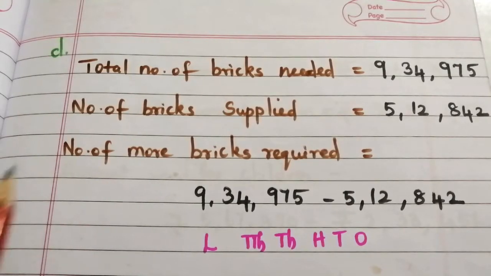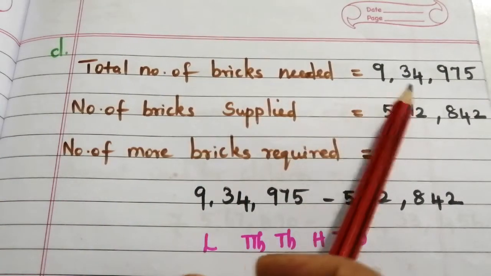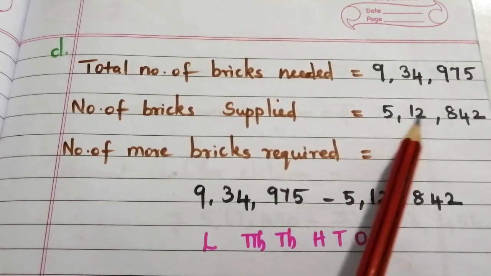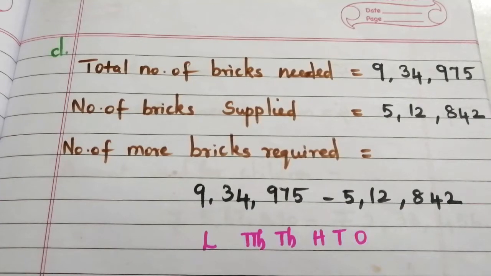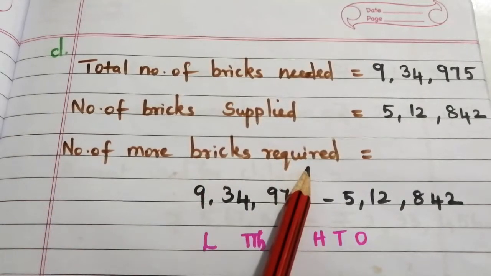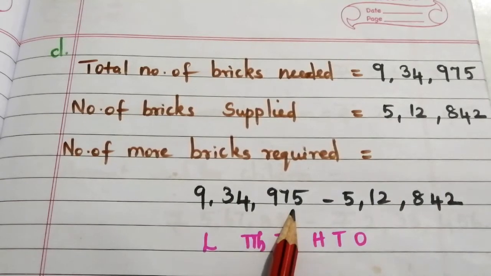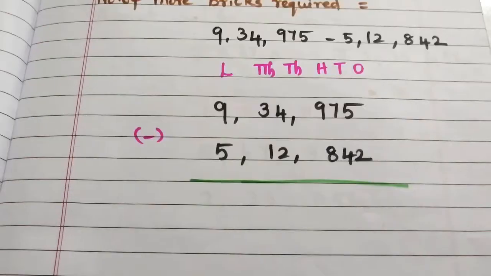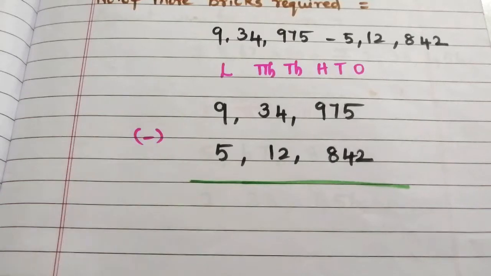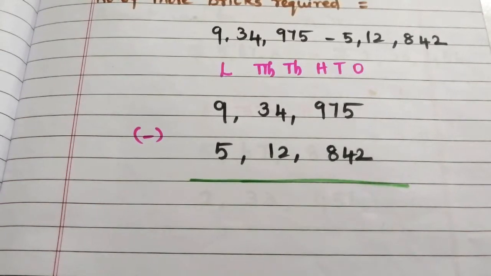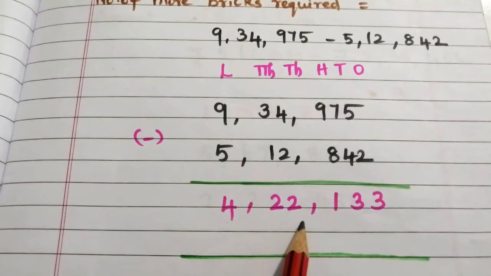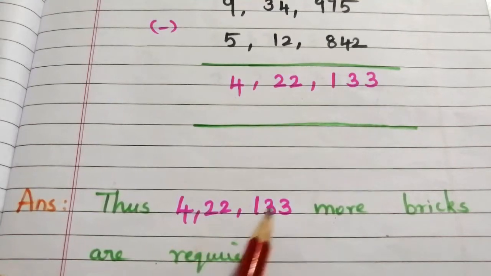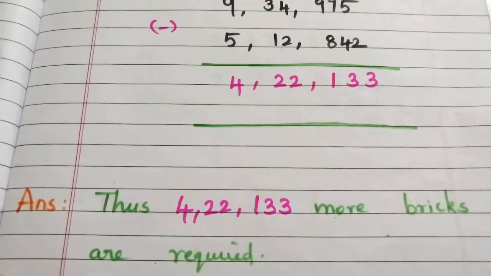So our first statement is total number of bricks needed is equal to 9,34,975. Number of bricks supplied is equal to 5,12,842. Therefore, number of more bricks required is equal to 9,34,975 minus 5,12,842. So first you write these two numbers vertically, then start the subtraction operation from ones place. So after subtraction we get 4,22,133. Thus 4,22,133 more bricks are required.